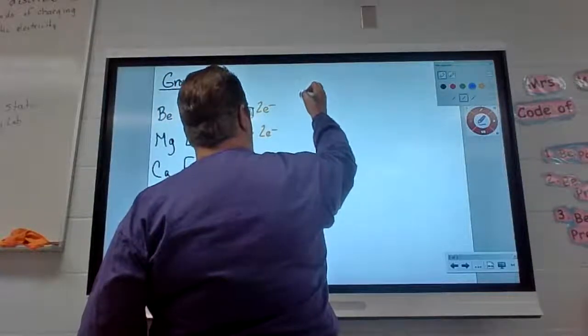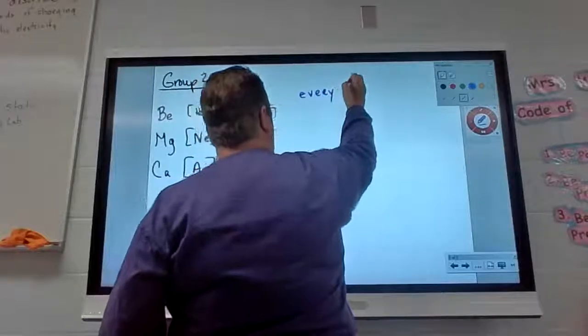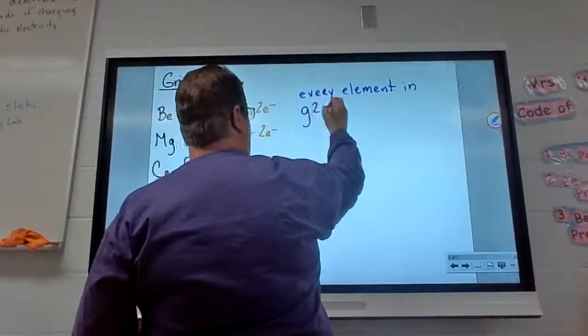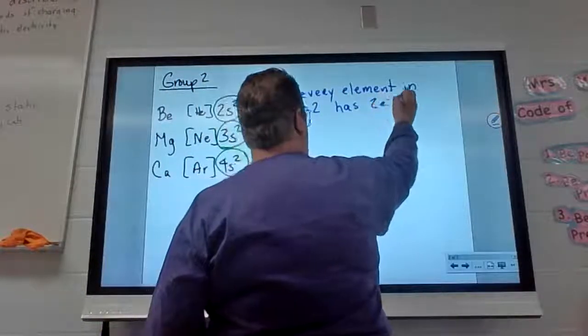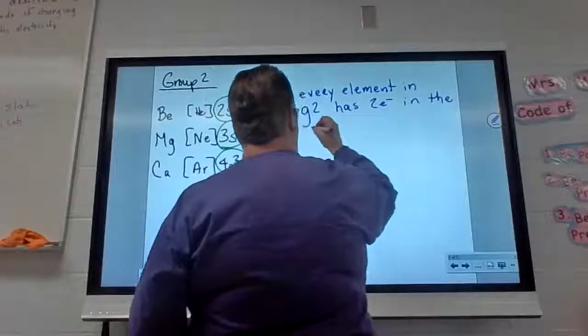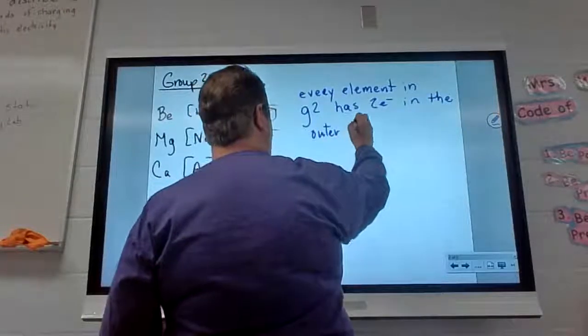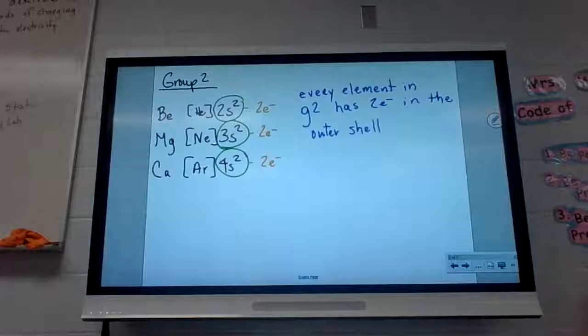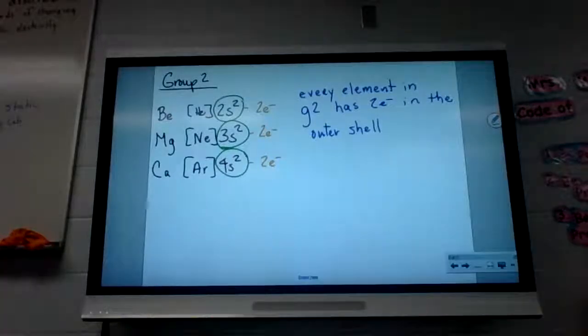So every element in group 2 has 2 electrons in the outer shell. That's why they're in group number what? 2. If they didn't have 2 electrons in the outer shell, they wouldn't be in group number 2. It's that simple. Everybody with 2 electrons in the outer shell is in group 2. Now, everybody in the transitions also has 2 electrons in their outer shell, but they have that whole D block thing going on. Okay? Group 2 doesn't have that whole D block thing going on.